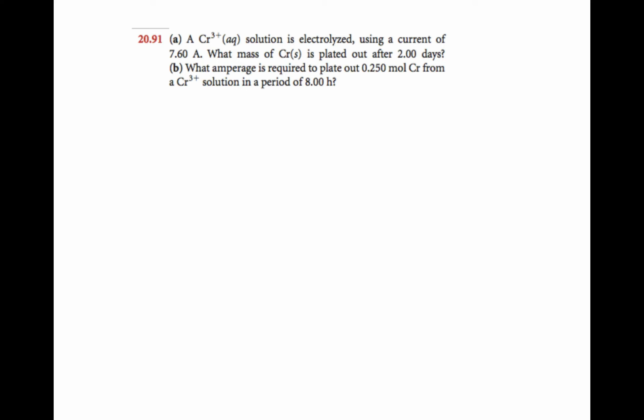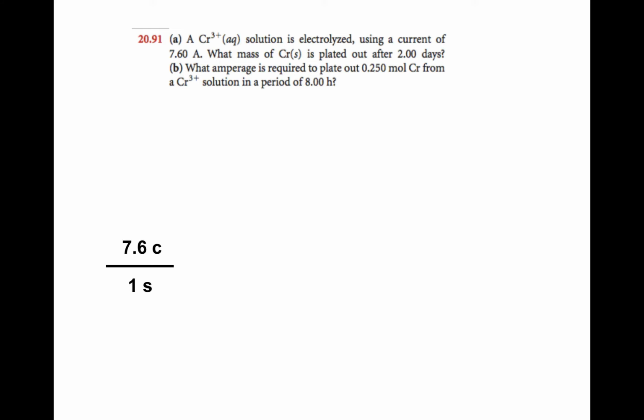A chromium 3 plus solution is electrolyzed using a current of 7.6 amperes. What is the mass of chromium solid that is plated out after 2 days? So this is the way electrolysis problems go, right? We're trying to create chromium metal from an ore that contains chromium 3 plus. So we run current through and pump the electrons back into chromium 3 plus to reconstitute the chromium metal.